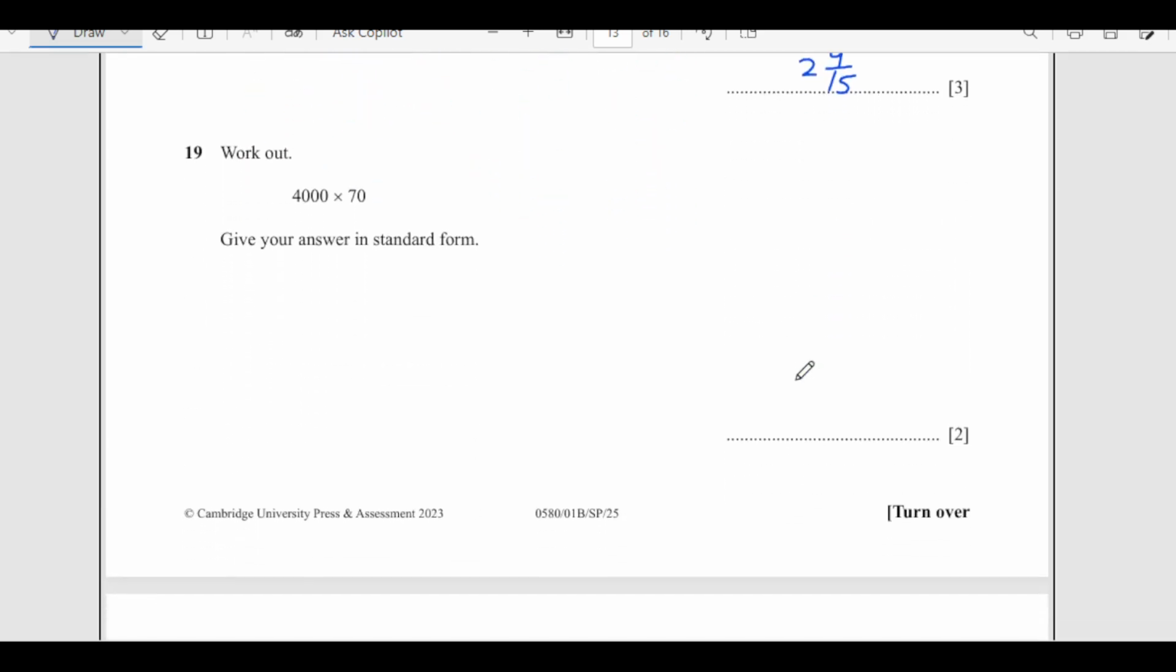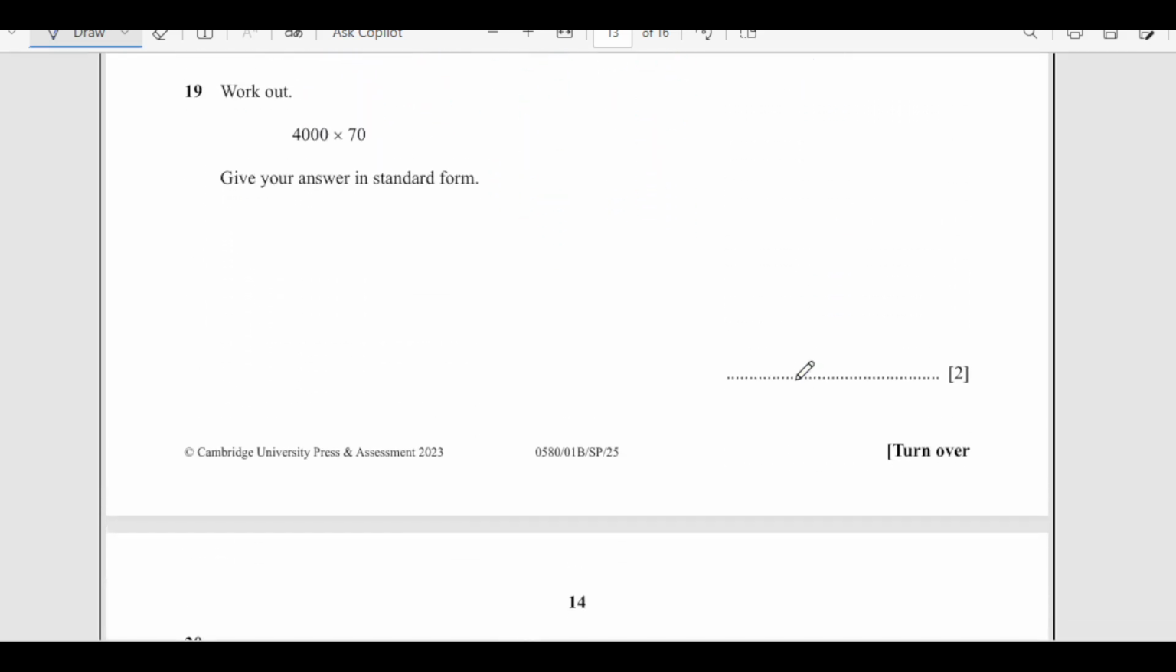Now number 19, work out. So see, multiplication is simple, don't carry zeros everywhere. So 4 times 7 is 28. Then there are 4 zeros, 1, 2, 3, 4, right? Writing in standard form. To write in standard form, the decimal is now here. We are moving 1, 2, 3, 4 and 5. So it is 2.8 times 10 raised to power 5, right? Remember to write your answer in the space provided for you guys, right?